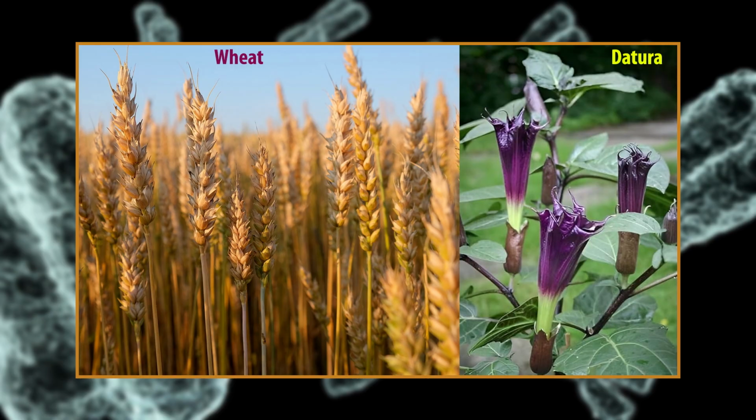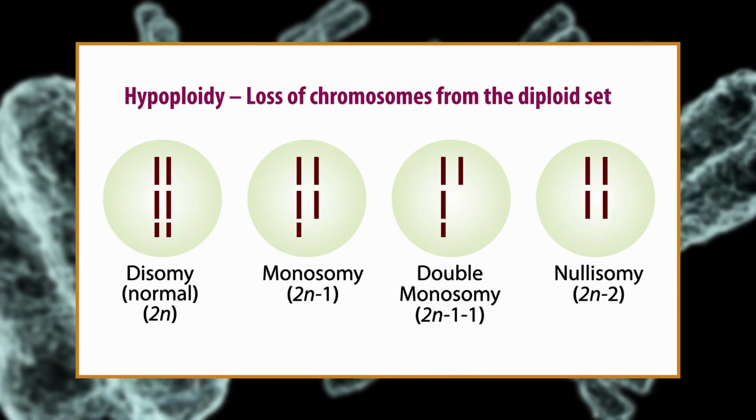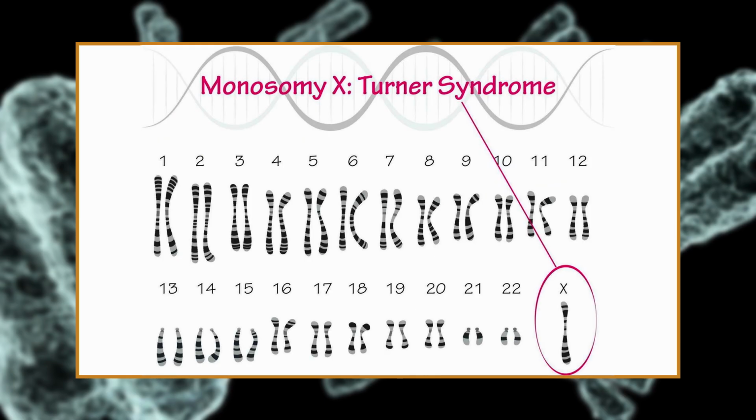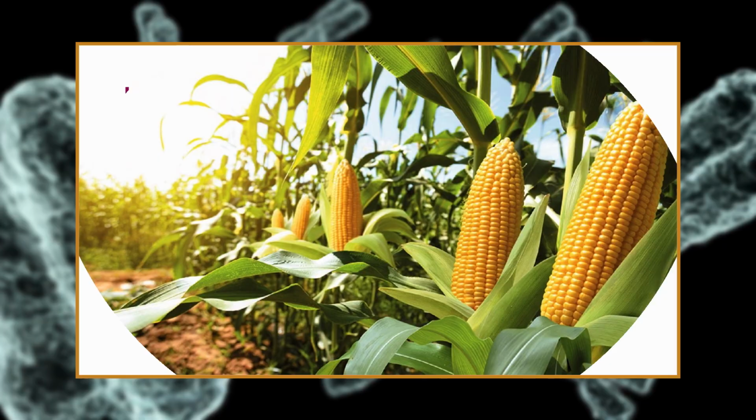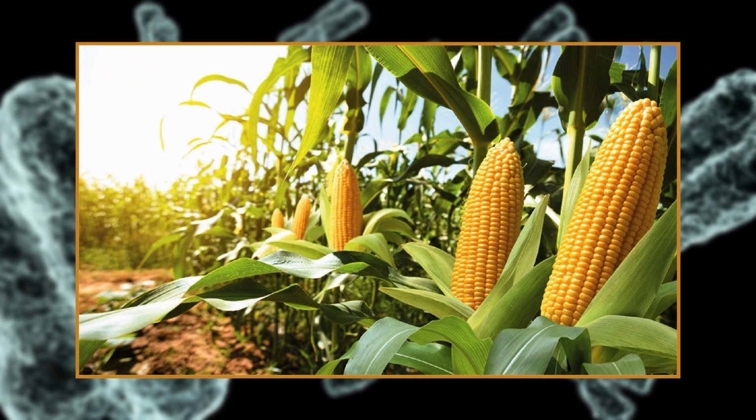like wheat and datura. Hypoploidy, loss of chromosomes from the diploid set. Monosomy, loss of a chromosome, like we see in Turner syndrome, where we see monosomy of chromosome X. Nullisomy, loss of a homologous chromosome pair, and it's usually lethal. Double and triple monosomy are also observed in species like maize.